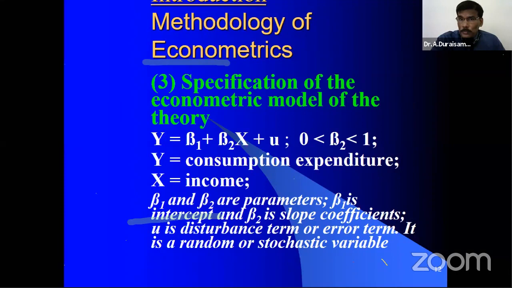Okay, so U takes the value of positive or negative or zero. Because if there is a person who spends lavishly, there will be a person who spends very miserly. Okay, that is quite a normal thing. So now you can see the difference between the mathematical and econometric model. So this U makes the difference between mathematical and econometric. Fine, okay.